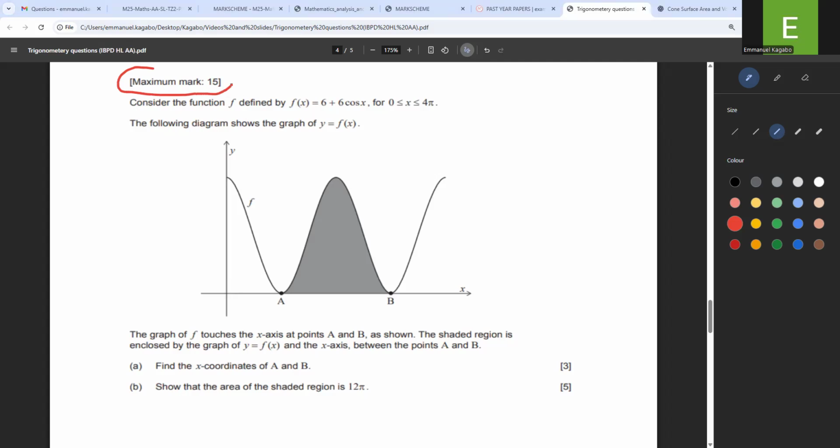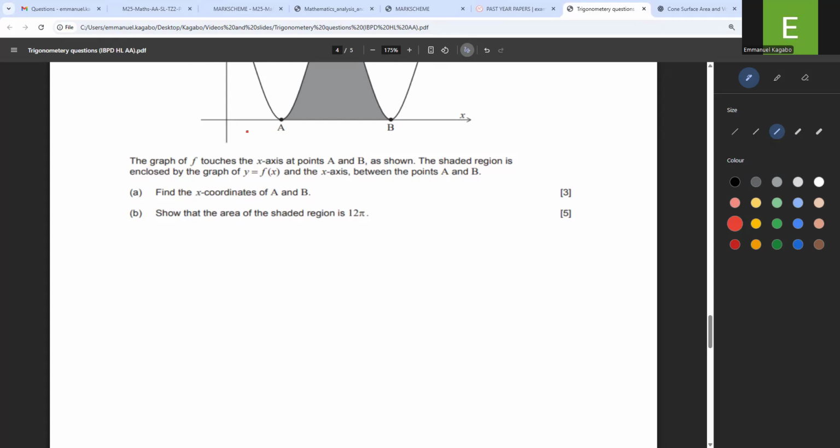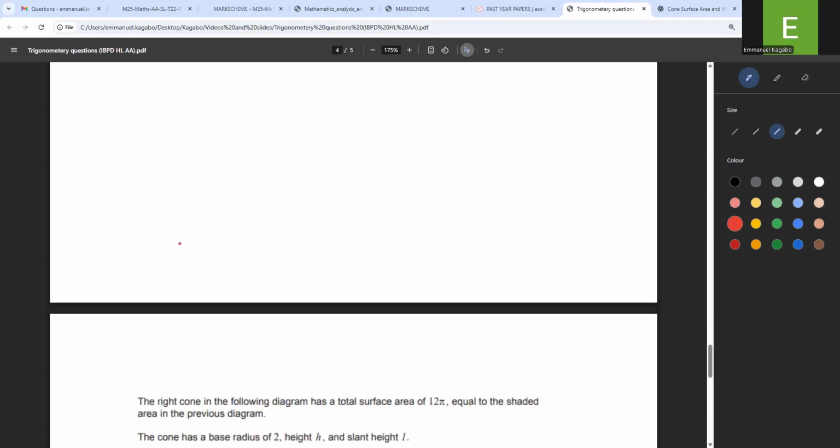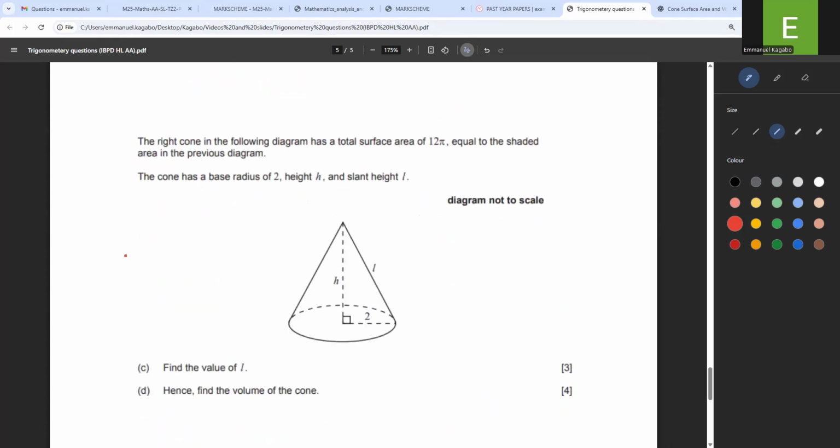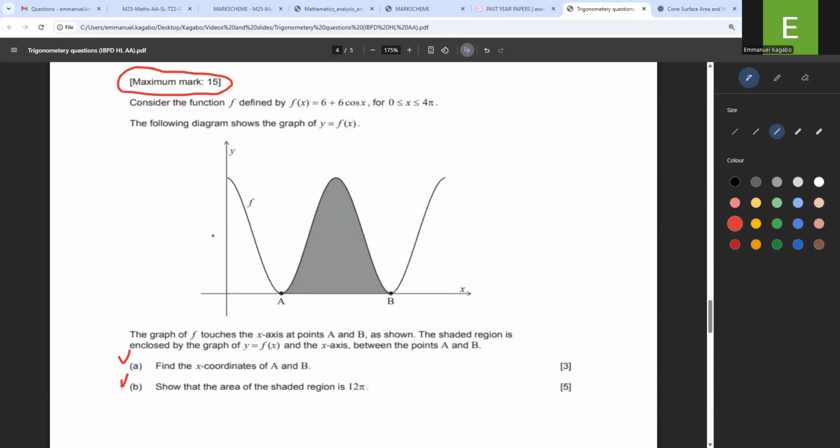It's a 15 marker question. It's a very good one, right? You see that? So the question has part A, part B, then okay, there's C here, right? So before you watch the video, you can even pause and do the question, okay? Now, let us start the question.